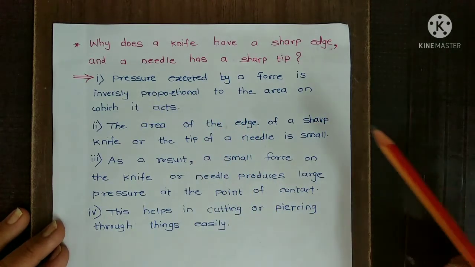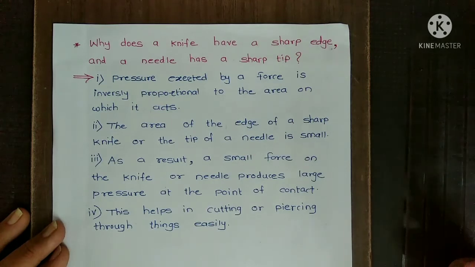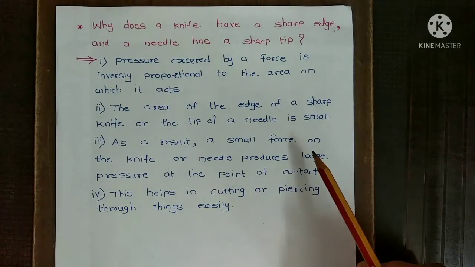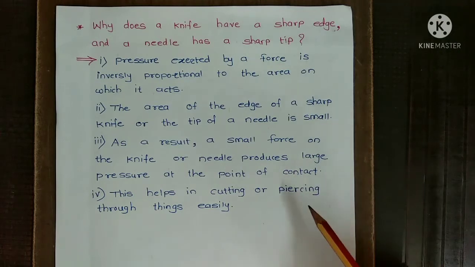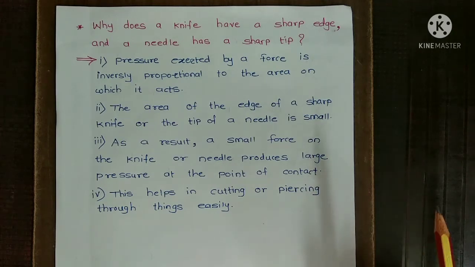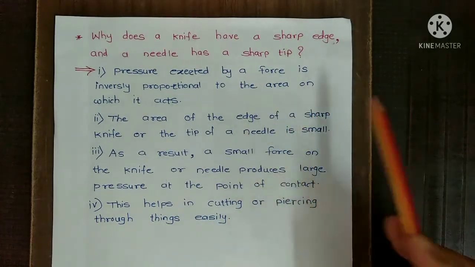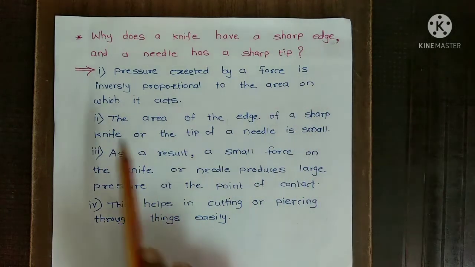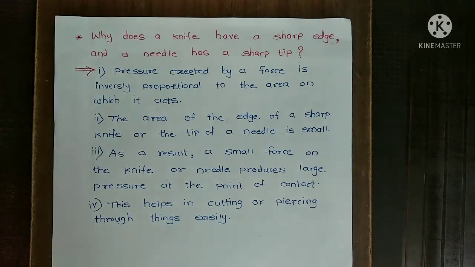Pressure exerted by a force is inversely proportional to the area on which it acts. The area of the edge of a sharp knife or the tip of a needle is small. As a result, a small force on the knife or needle produces large pressure at the point of contact. This helps in cutting or piercing through things easily. The main point is that pressure is inversely proportional to the area on which it acts.